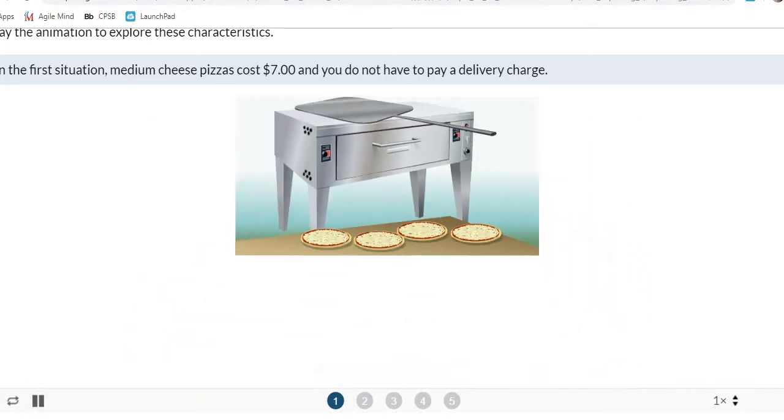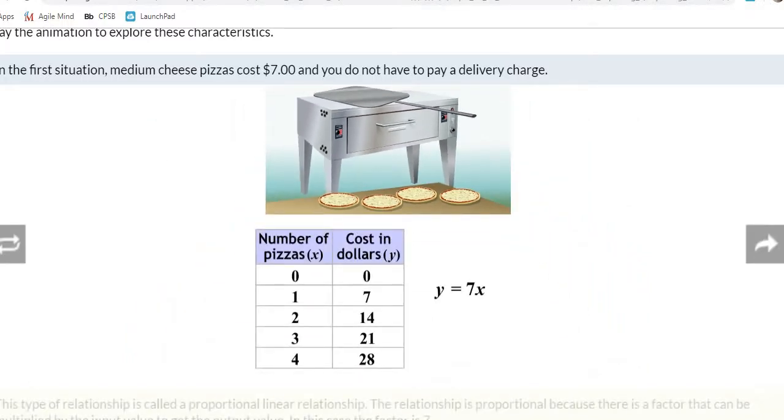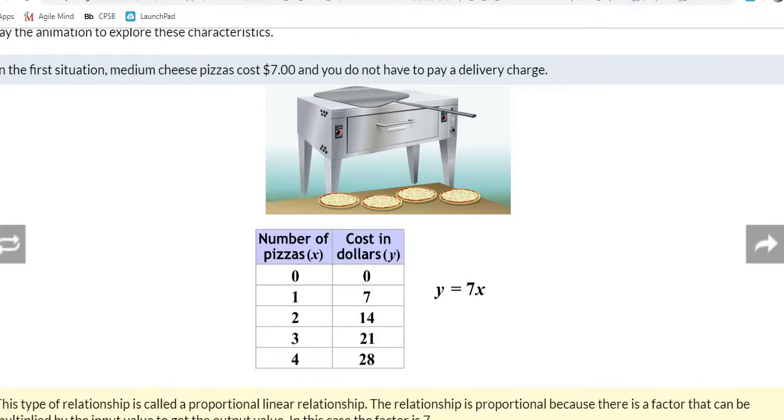Here we go. I have a table and an equation. Is this an example of proportional or non-proportional? Proportional. Okay, it is proportional. How does the table tell me it's proportional?